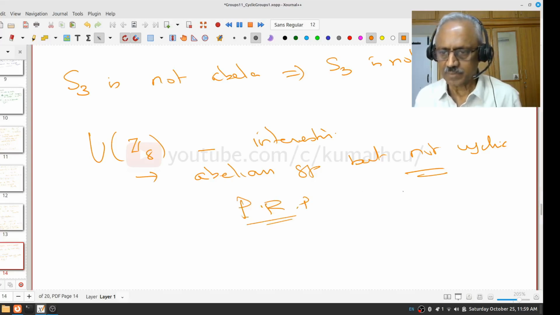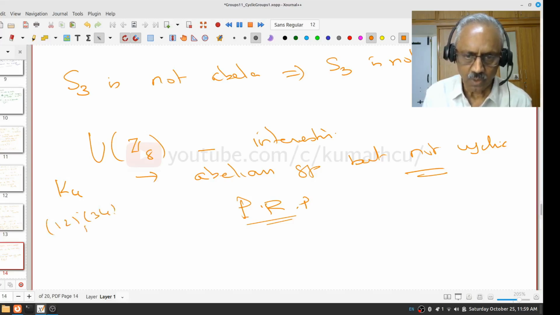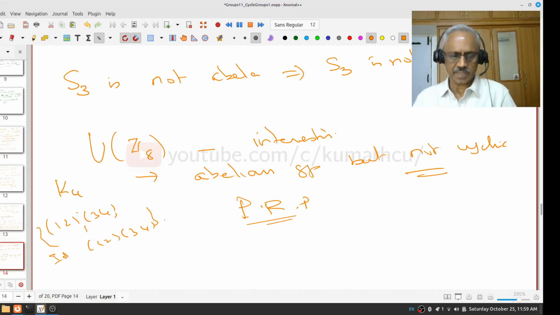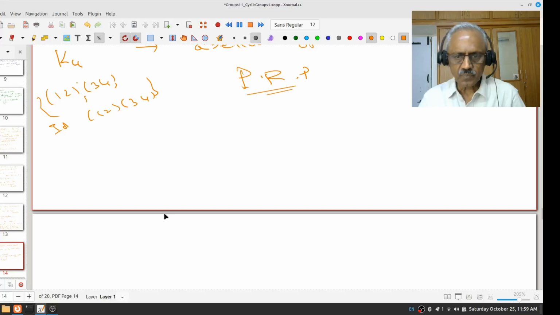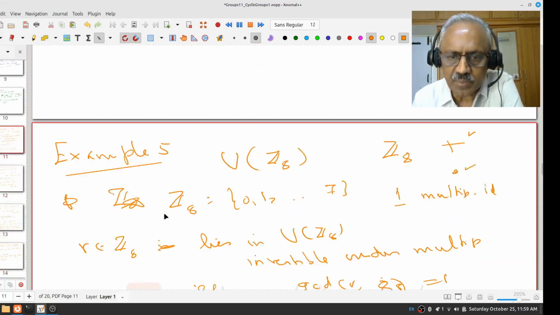So, for that matter, the same example, Klein 4 group and the other group G, which was (1 2), (3 4), (1 2)(3 4), and identity. This group is also abelian but not cyclic. Okay. Now let's go to the next example. I think this example must be 6.